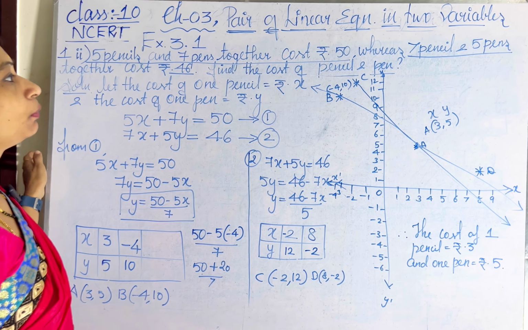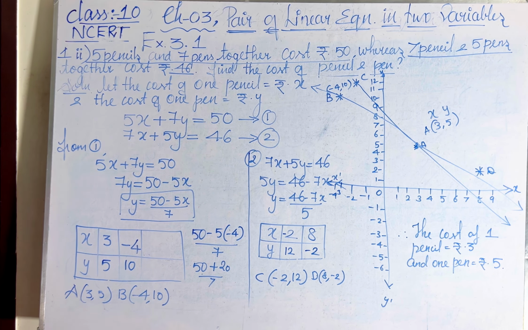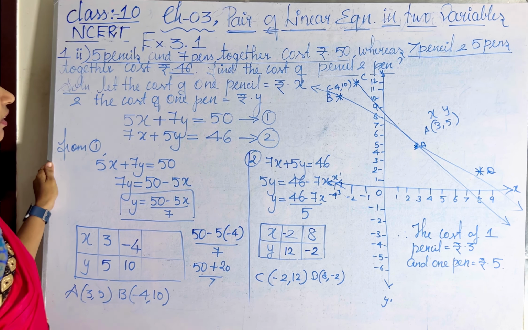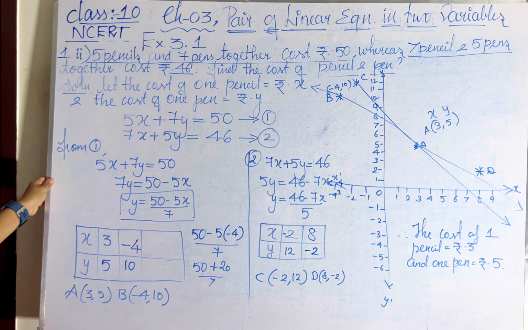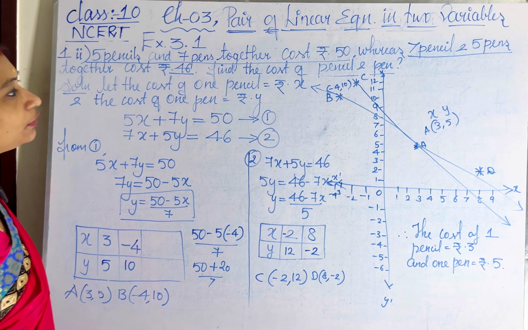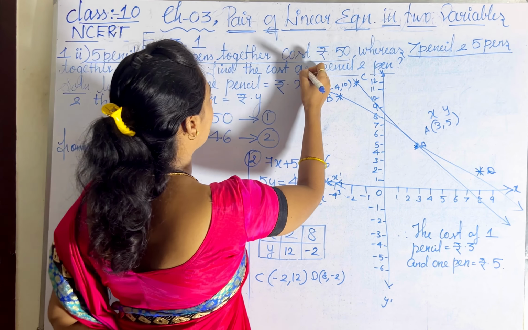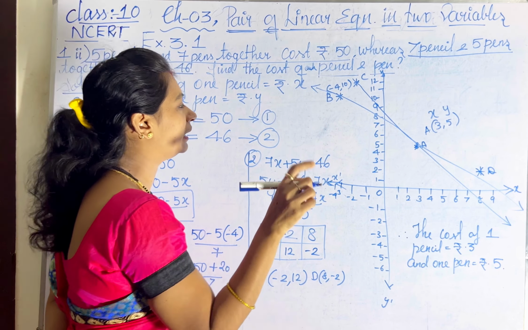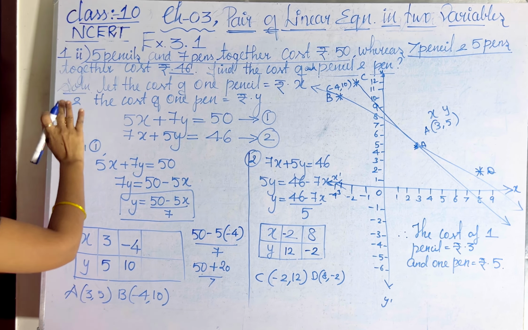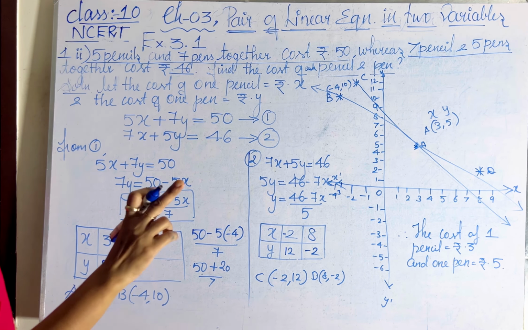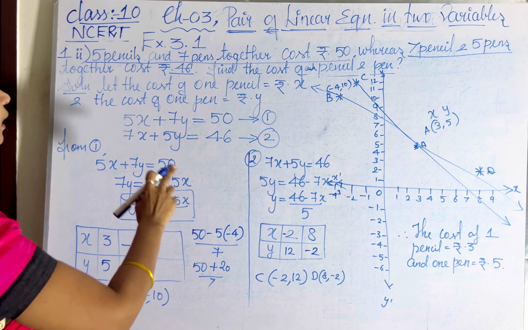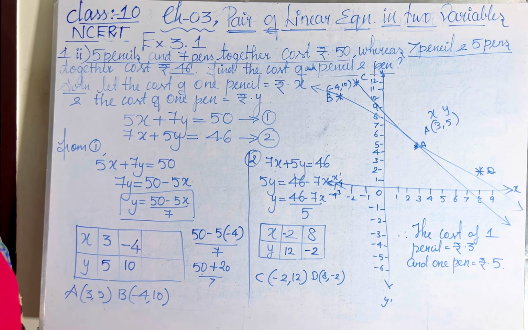Let me explain the problem again. This is from exercise 3.1. First one, second subdivision. 5 pencils and 7 pens together cost 50 rupees, whereas 7 pencils and 5 pens together cost 46 rupees. Find the cost of each pencil and pen. Each is nothing but one pencil and one pen. So I am going to assume, let the cost of one pencil equal to x rupees and the cost of one pen equal to y rupees.